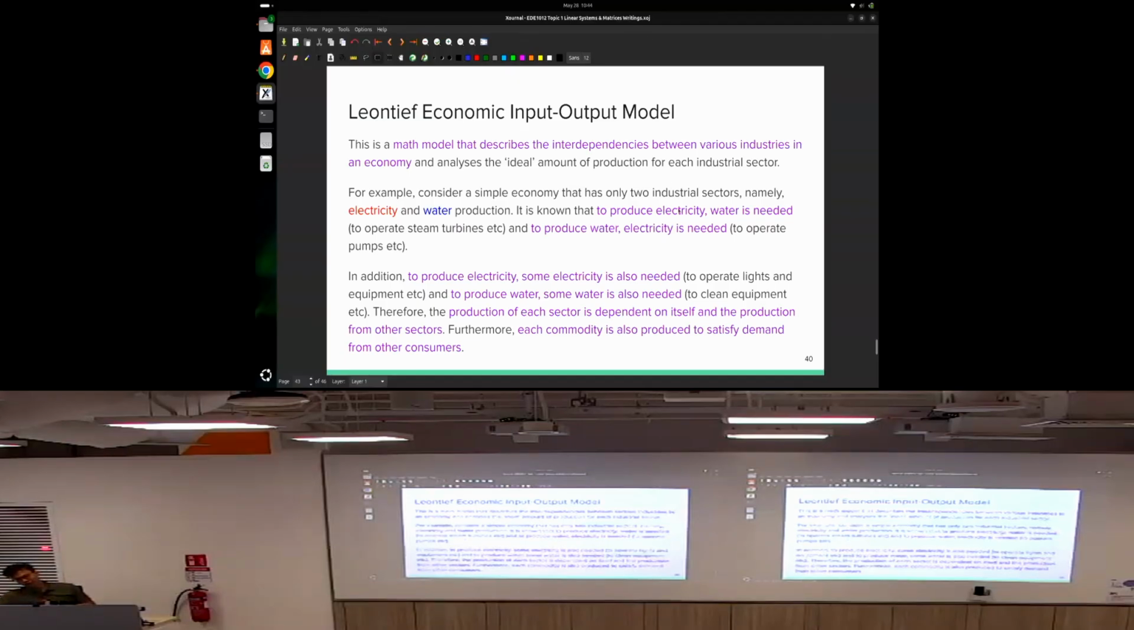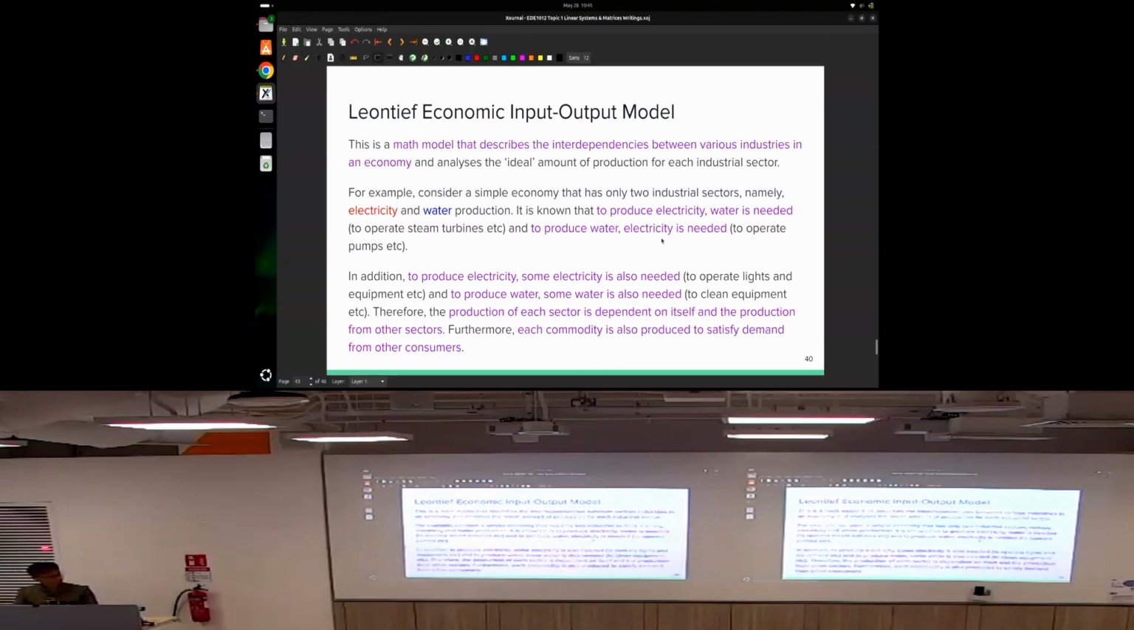So now, in order to produce electricity, the input, water, is needed. But to produce water, electricity is also needed. Because to produce water, let's say for example in the Singapore context, you may need to do desalination for a portion of the water, our NEWater. Desalination means you need to pump the water at high pressure through your reverse osmosis filters. So therefore, you need to operate a pump. Then the pump requires electricity. So to produce water, electricity is needed as well.